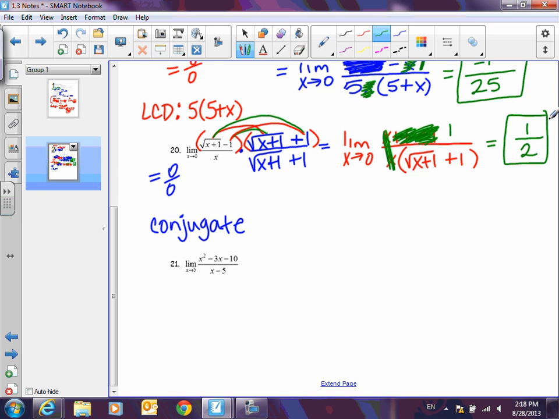Okay. And so here's another factoring one. I'm not going to work this one out right now, because we've already worked out a few factoring ones. Factoring, LCD, conjugate, those are what you're going to look for when you get 0 over 0. These are your algebra steps you're going to look for. Okay?